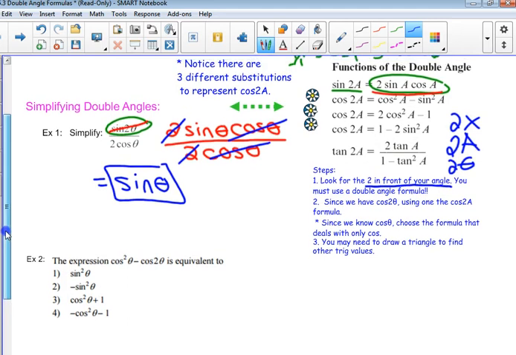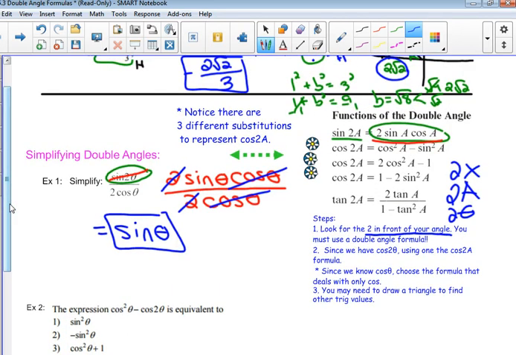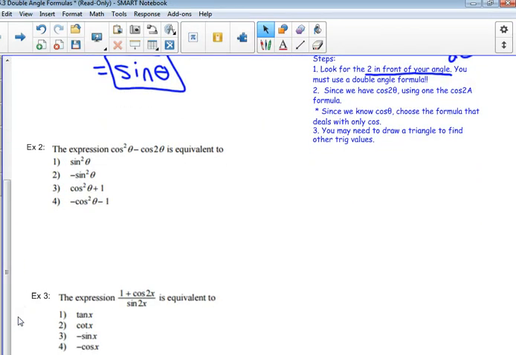The good thing is when you get sine 2 theta or sine 2a, sine 2x, you have one option. It's a little bit tougher when we deal with the cosines because you have 3 different possibilities. What we want to look for is what will help us cancel things out the most. Especially with multiple choice, you might have to try a couple of options. Let's look at this one here.